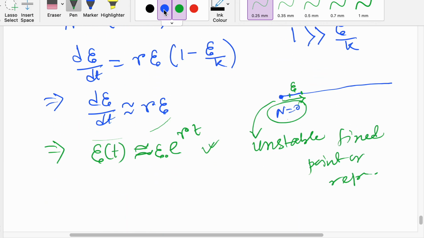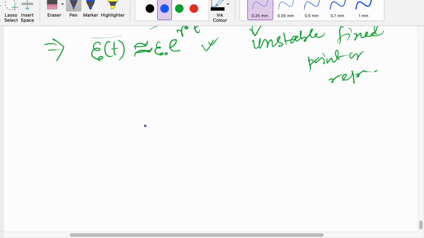Let's see. Suppose this is N equal to K. Now suppose we are starting from very near here, epsilon. So now my N(t) is K plus epsilon.